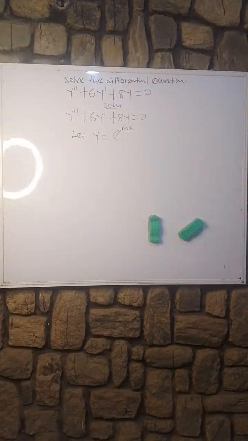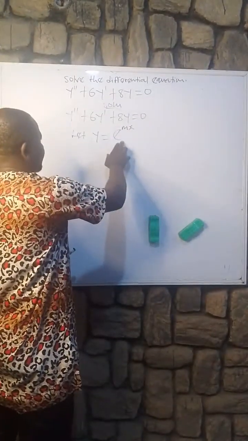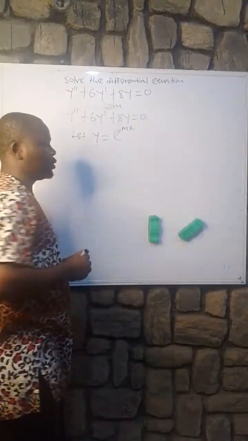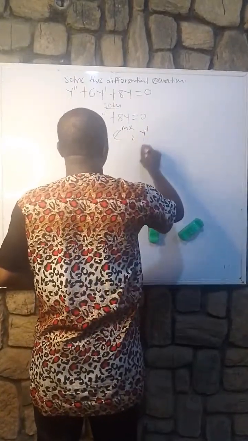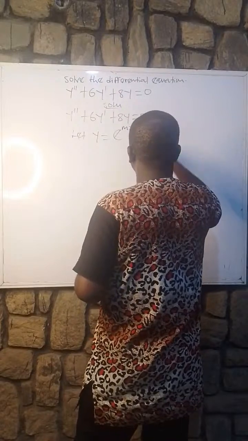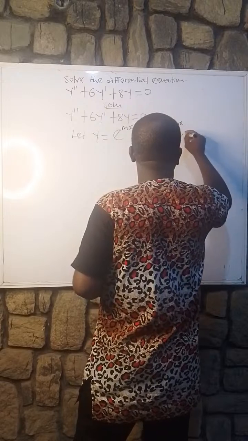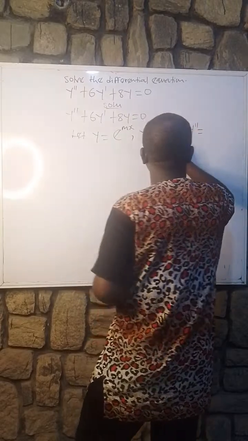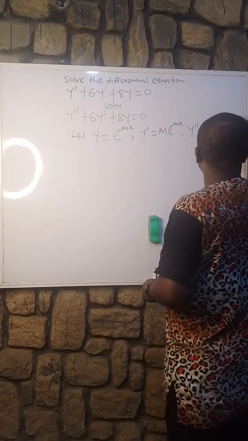So what we need to do is differentiate this function twice and substitute into the differential equation. So it implies that our y prime, differentiating the exponential function, we are going to have m exponential mx, and y double prime, if you differentiate this again, you are going to have m squared exponential mx, true or false?